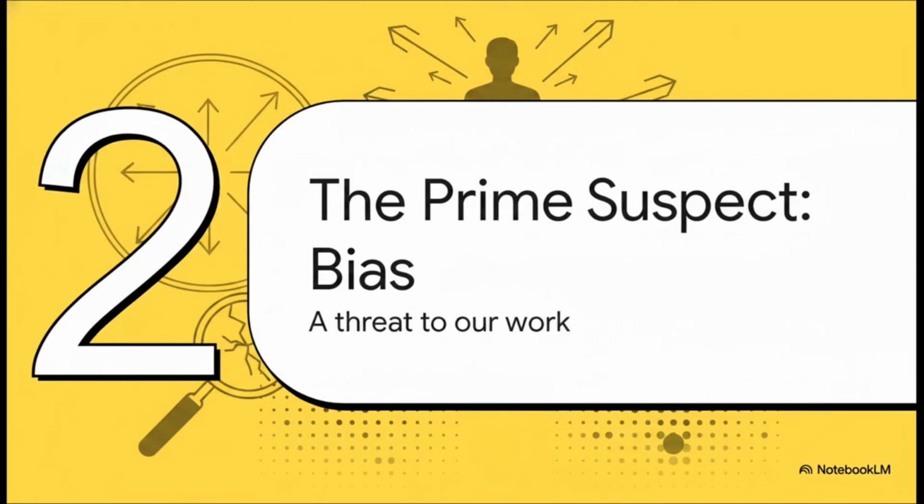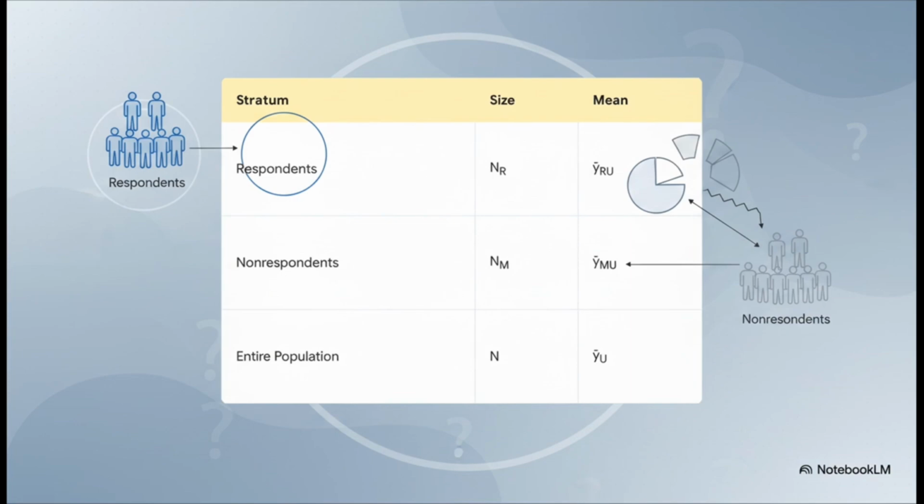You see, the real reason a 25% non-response rate is so terrifying isn't just because our sample size got smaller. No, the real danger, the prime suspect that can poison the entire investigation, is bias. To really get bias, you have to think about our population as being secretly split into two groups. There's the group of people who would respond if we asked them, and then there's the group of people who just wouldn't. And in theory, each of these groups has its own size and its own true average for whatever we're measuring, like income.